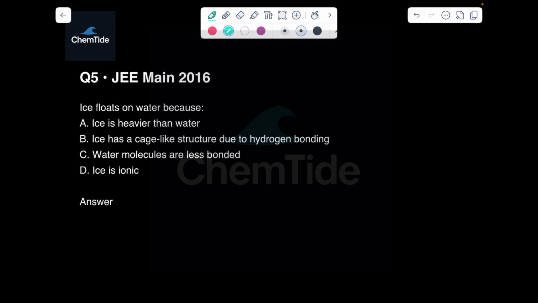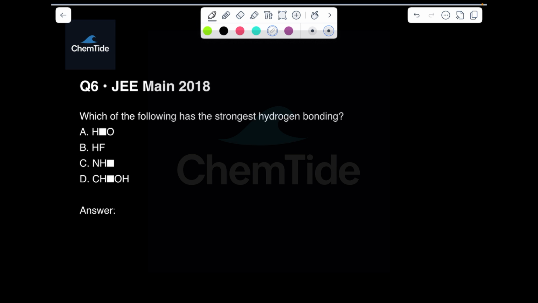Let's move to the next question, that is the JEE Main 2016 question. Ice floats on water. Yes, this happens because of hydrogen bonding. It creates a hexagon-type, cage-like structure due to hydrogen bonding. So your answer should be B. So we have the next question.